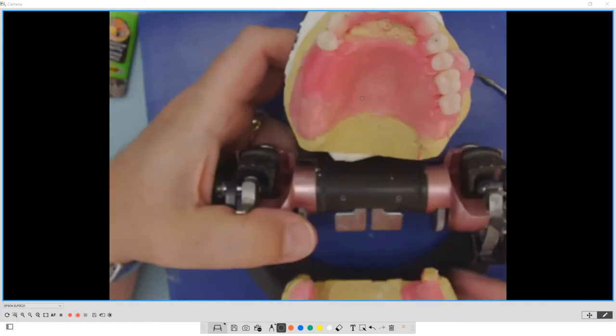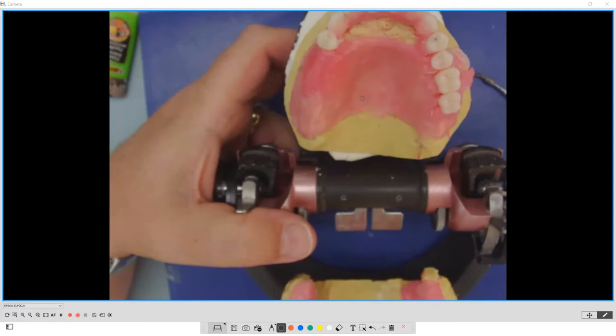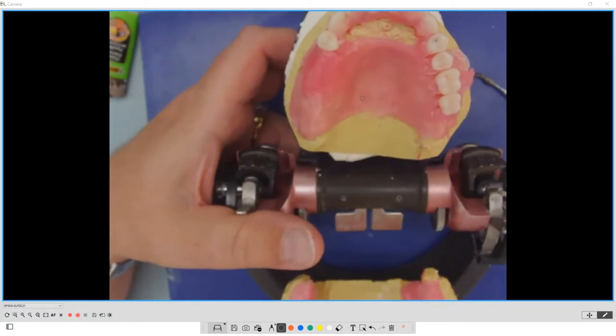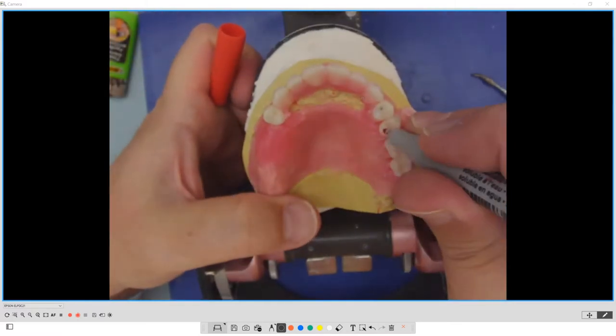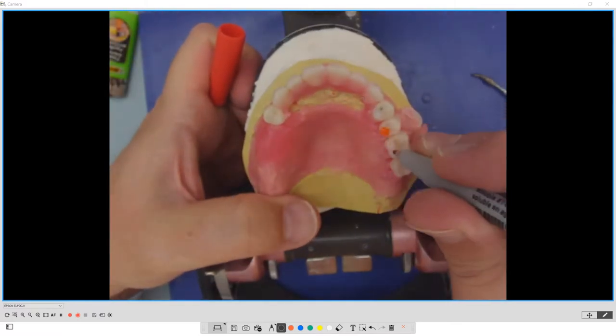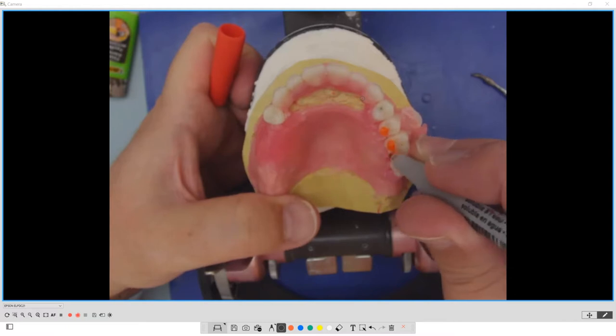So this is what I do in the lab. I do not use articulating paper anymore. Articulating paper bends between the teeth and gives you a wrong reading. I'm going to circle the cusps. So these are the crushing cusps.